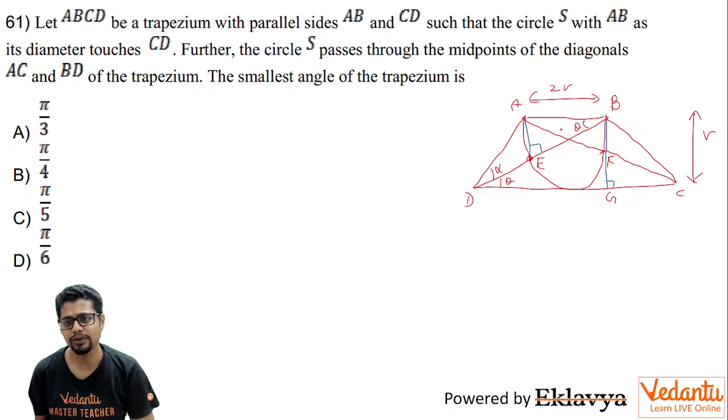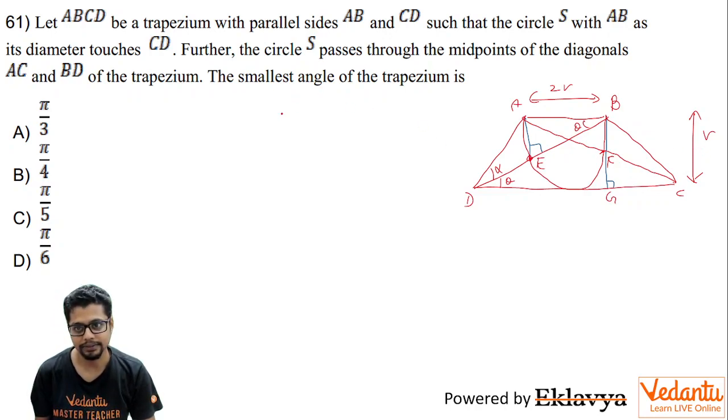Now consider triangle AEB, it is a right triangle. You can clearly see that AB is 2r. And one more thing, BG would be of length r. Why? Because this semicircle is touching CD, so the distance between AB and CD would be r, the radius. So here BE would turn out to be 2r cos theta, considering the triangle ABE. And since E is the midpoint of BD, even ED would turn out to be 2r cos theta.